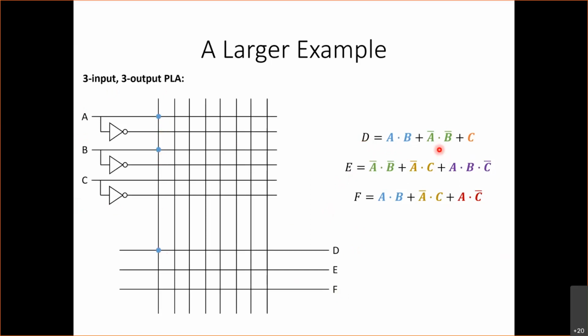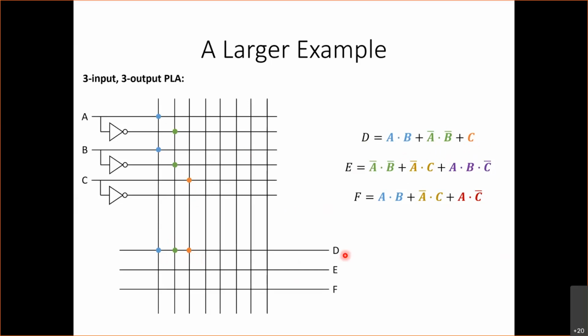Next, we want not A and not B. We will use the second line for that. We have not A and not B, and we also want that to go to D, so we will program a connection over here. And then finally, we want C, so we're just going to have C as the only input to the AND gate, and we're also going to pass that as an input to the OR gate. Okay? And that's going to be the result for D.